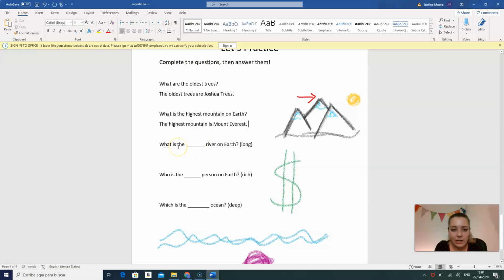Next question, what is the river on earth? And we have long. So the question would become, what is the longest river on earth? Now, what's the answer? I think I know. If I'm wrong, say so in the comments. The longest river is the Nile. Nile has a capital N.